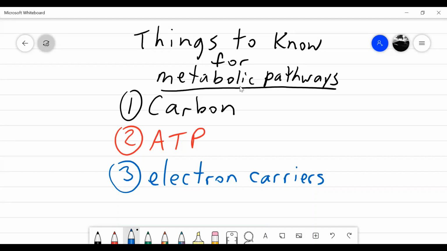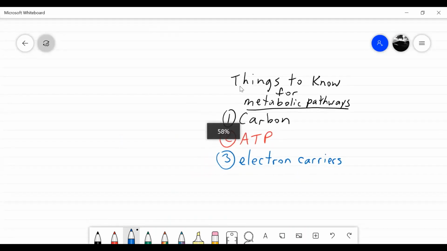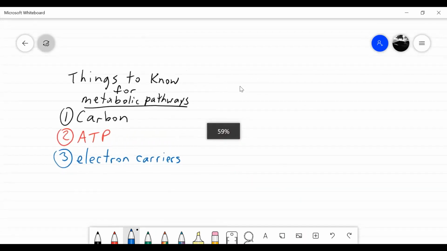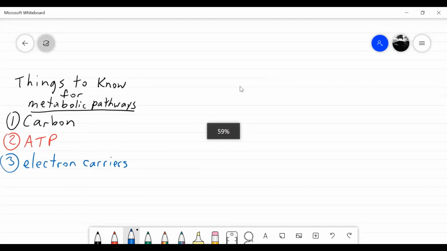Okay, so for example, let me see if I can just move this over here. Hopefully we have enough space to do this. Let's just talk about glycolysis for a minute, and I'll go back to the slides, right?